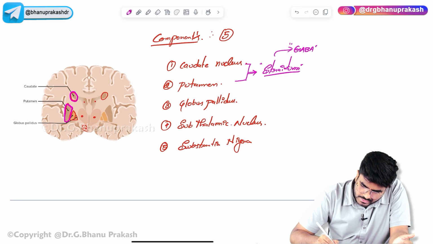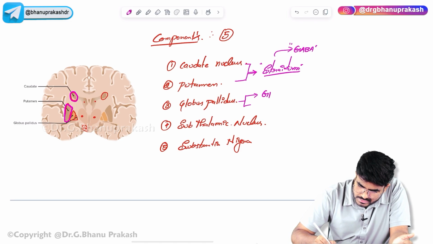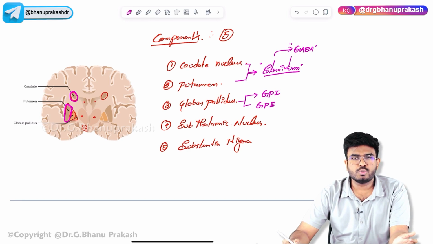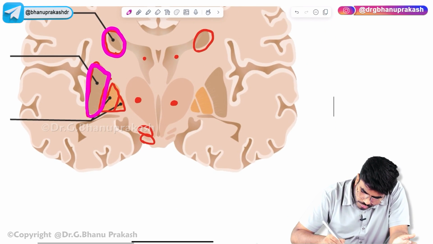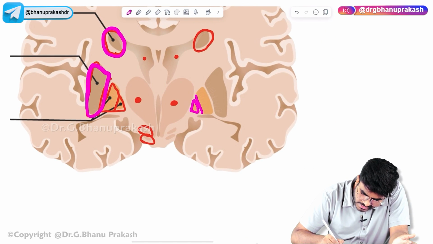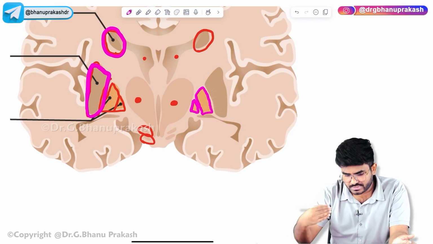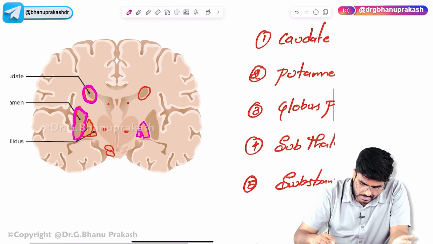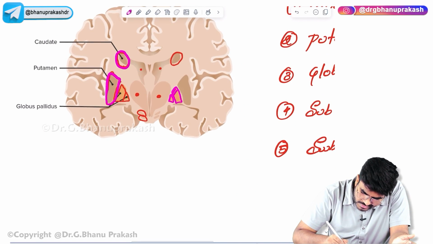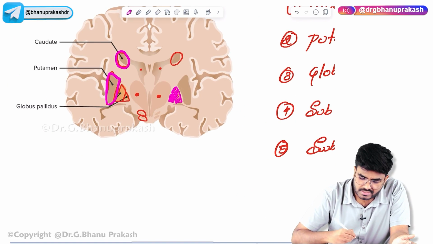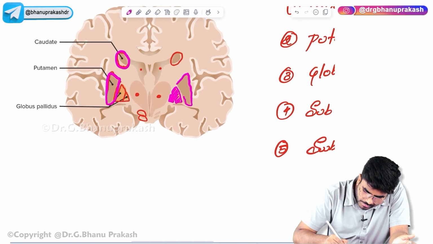Next, the globus pallidus consists of two structures again, that is the globus pallidus internus, GPi, and the globus pallidus externus. Two structures are there. Again, let me show you. See, this is the globus pallidus, which has two parts, internus and externus. Now, guys, please look here. This is the globus pallidus, which I am highlighting right now, internus and externus, and this structure is the putamen.